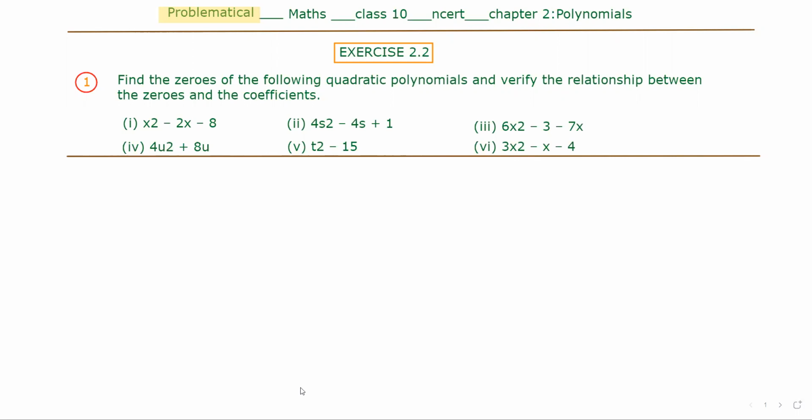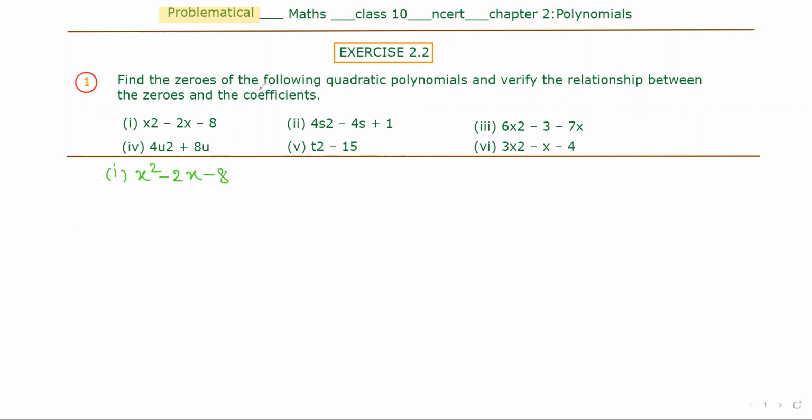Today we'll discuss exercise 2.2 of Maths 10th Standard NCERT. Chapter 2 is Polynomials. The first question is, find the zeros of the following quadratic polynomials and verify the relationship between zeros and coefficients. So there are two parts to it. Let's write the given expression, which is x squared minus 2x minus 8.